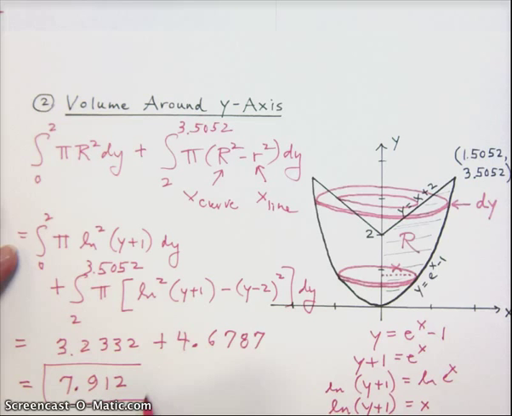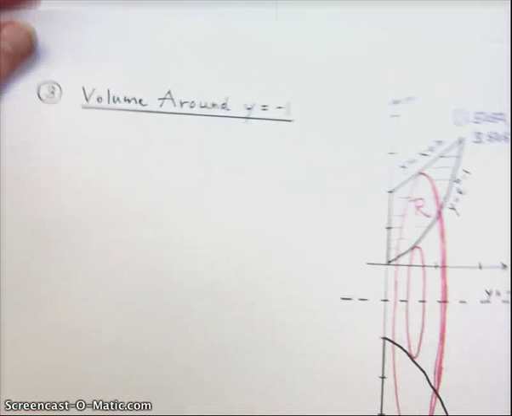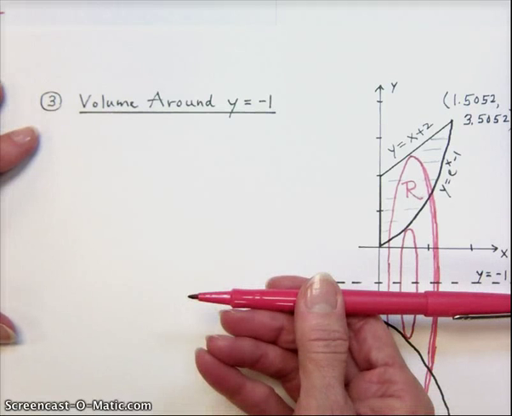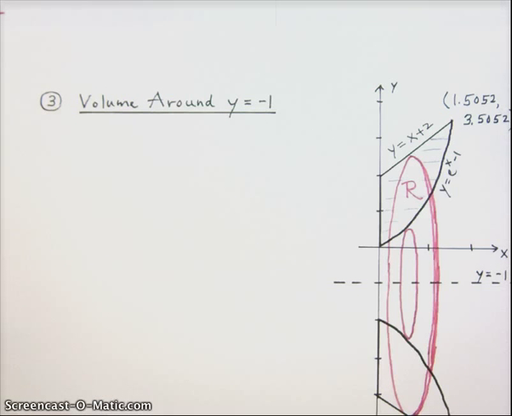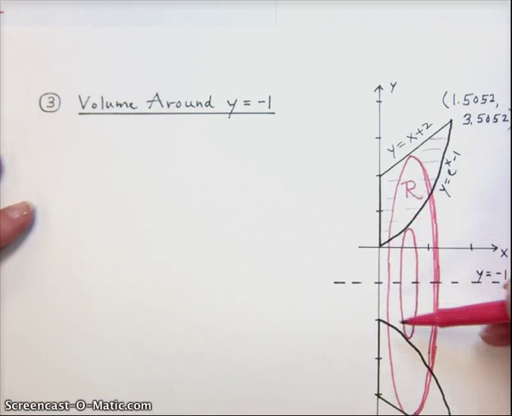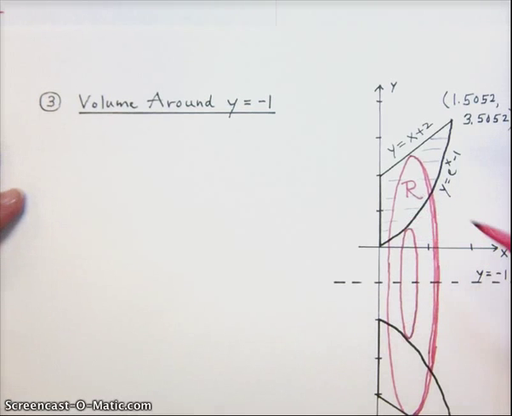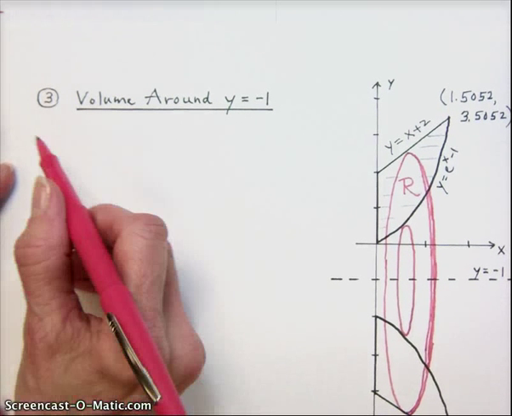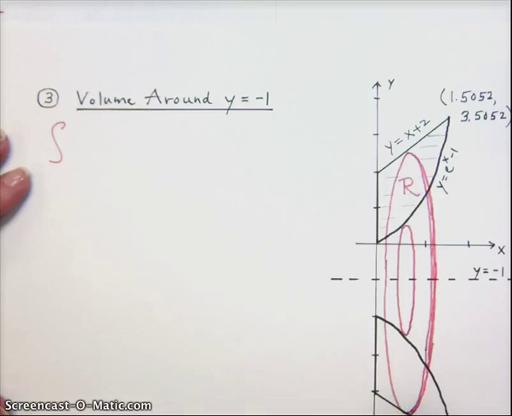7.912. This is a volume, so of course this is units cubed. Okay, let's go on to the third one, where we are going to take this region R and we're going to rotate it this time around the line y equals -1, creating a very large solid which clearly has a cross-section which is a ring, so we're going to use our washer formula. And in our washer formula, again, these are going to be dx discs.